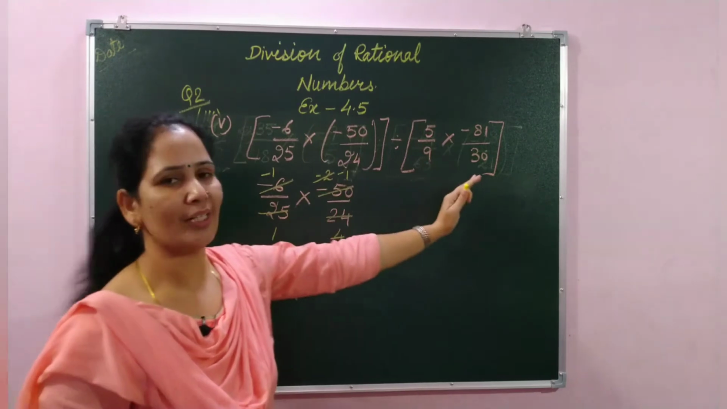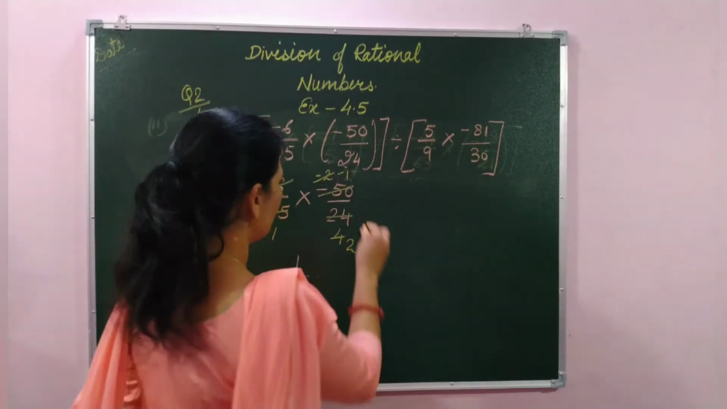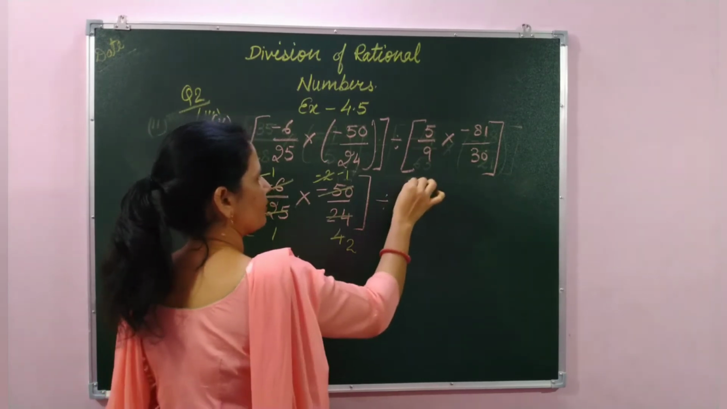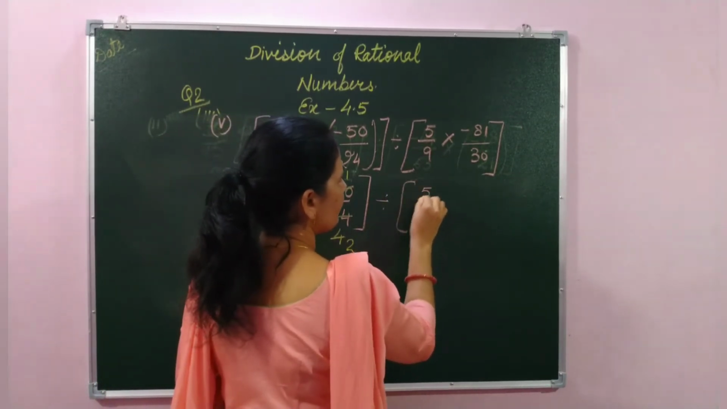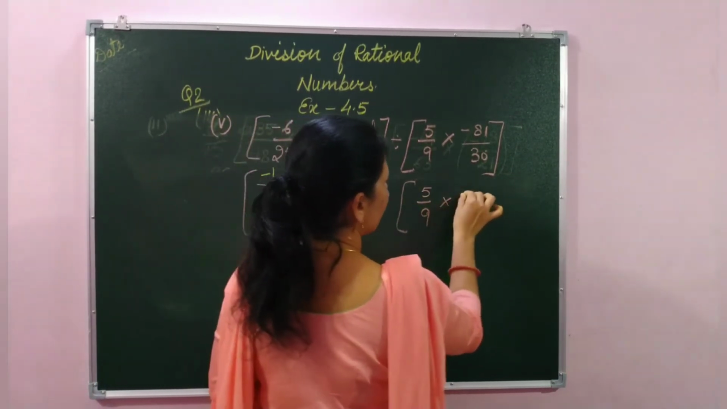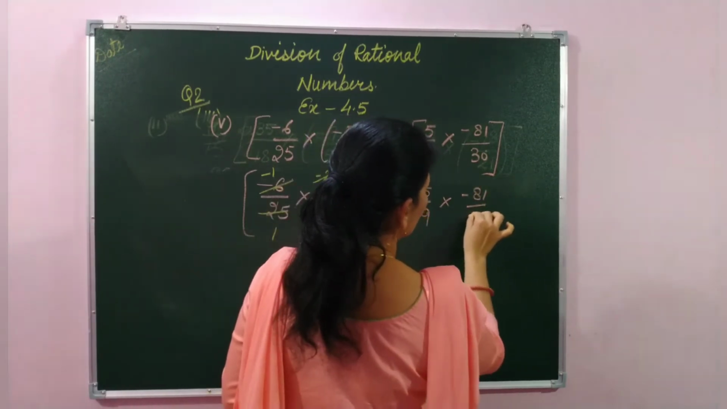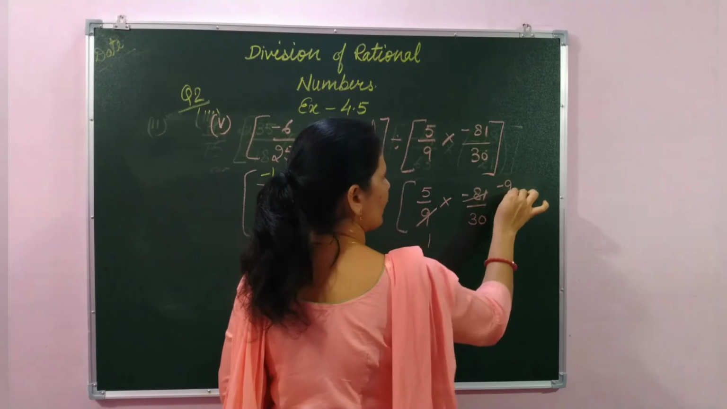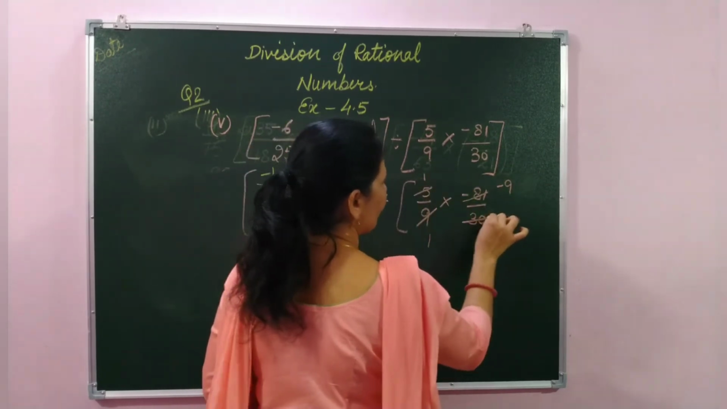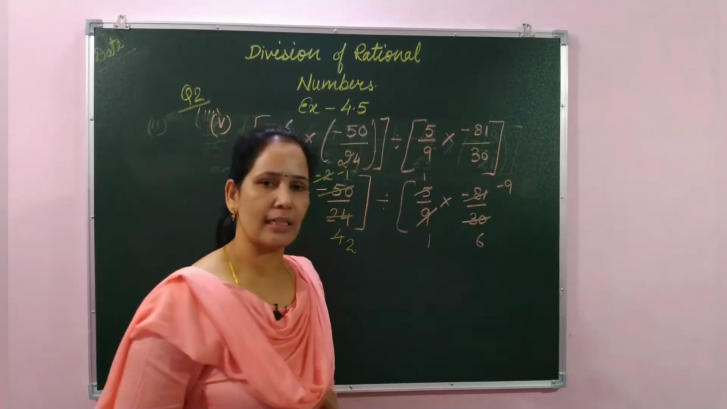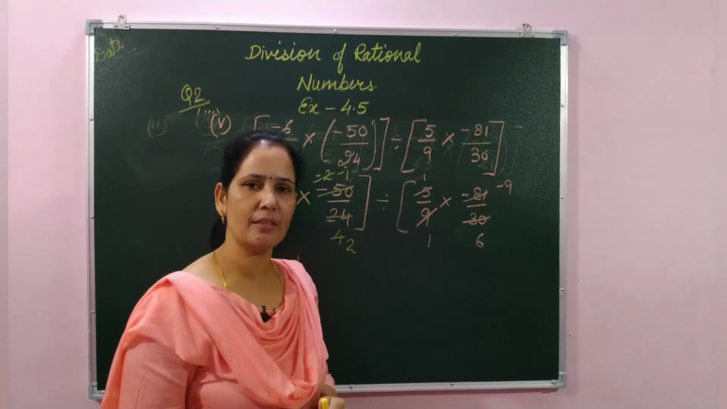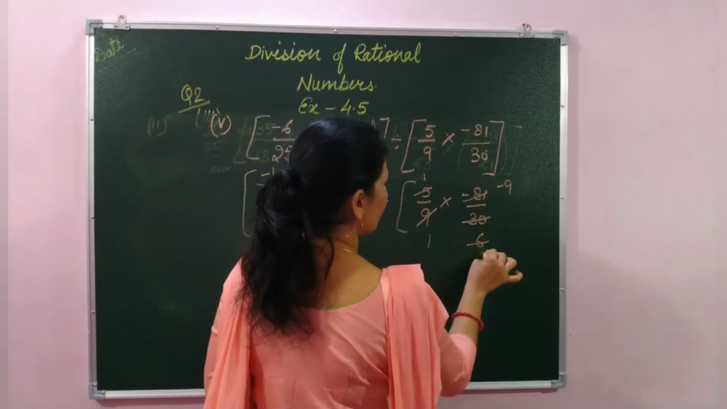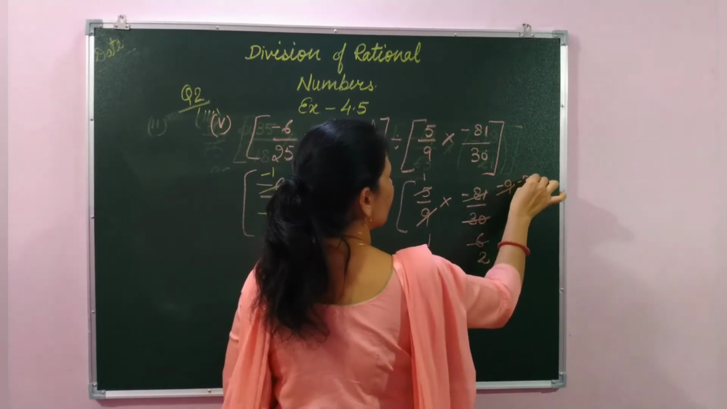Now move to the rest part of this equation. This is bounded in the bracket and the sign between divide. So 5 by 9 multiply minus 81 by 30. So 9 1 ja 9, 9 9 ja 81. 5 1 ja 5, 5 6 ja 30. Then after, is it possible to cancel again? Yes. By which number? 3. 3 2 ja 6 and 3 3 is 9.